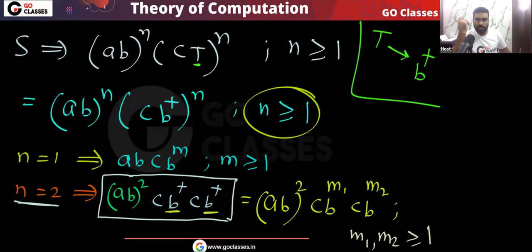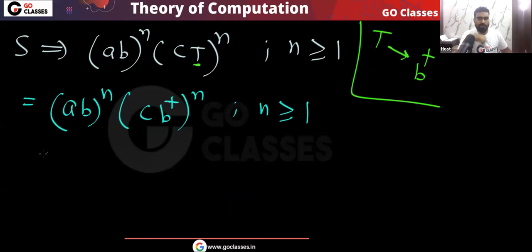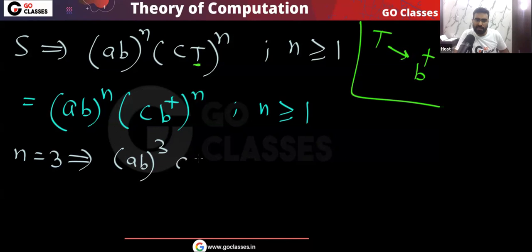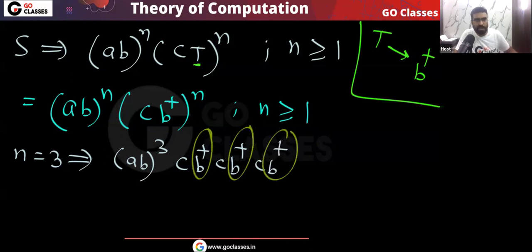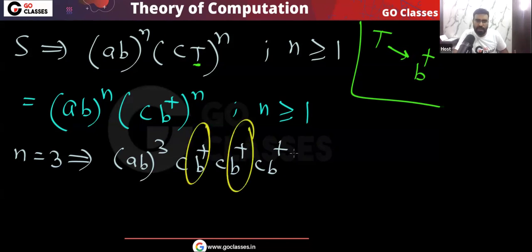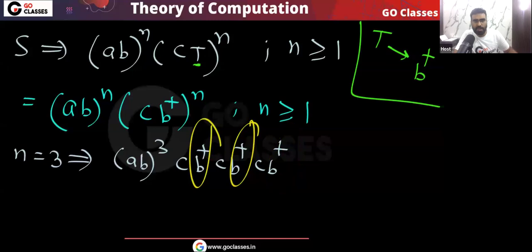Now you tell me, if you put n equal to 3, then what will happen? This is the language I will get. So if I put n equal to 3, what type of strings will I get? It will be ab power 3, and then I will get cb plus, cb plus, cb plus. But remember, these b plus have nothing to do with each other. Yes or no? This can repeat 2 times, this can repeat 5 times, this can repeat 100 times. They can repeat any number of times.